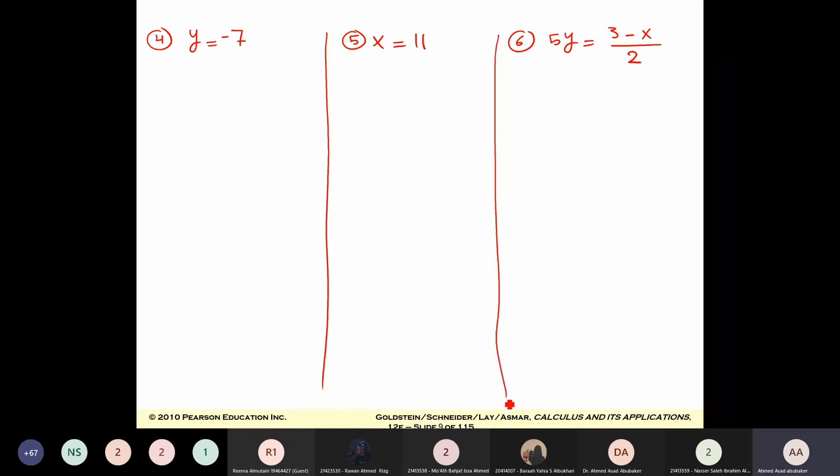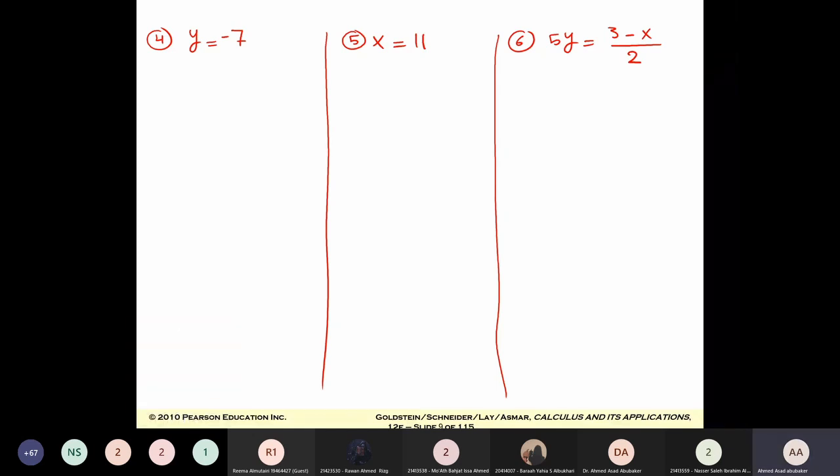Another equation, number 4, y equal negative 7. Number 5, x equal 11. Number 6, 5y equal 3 minus x over 2. Also, we need to find the slope and y-intercept.